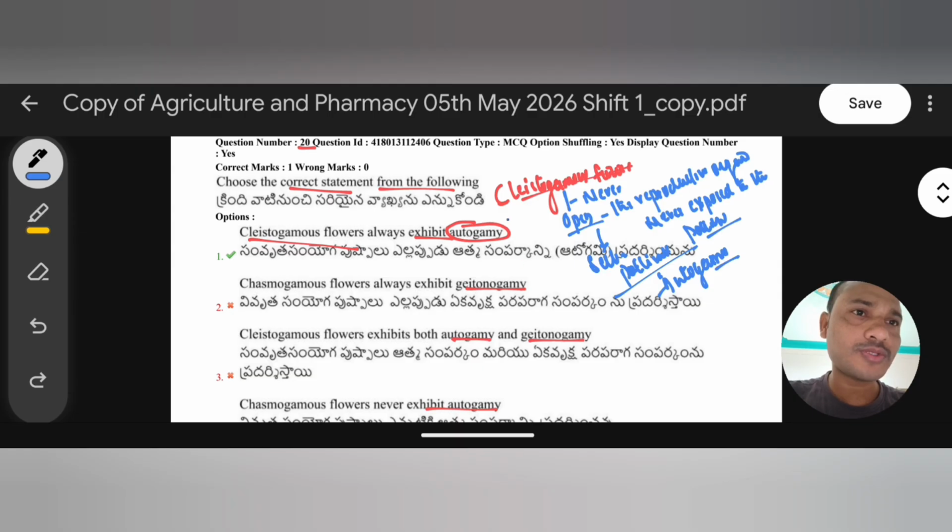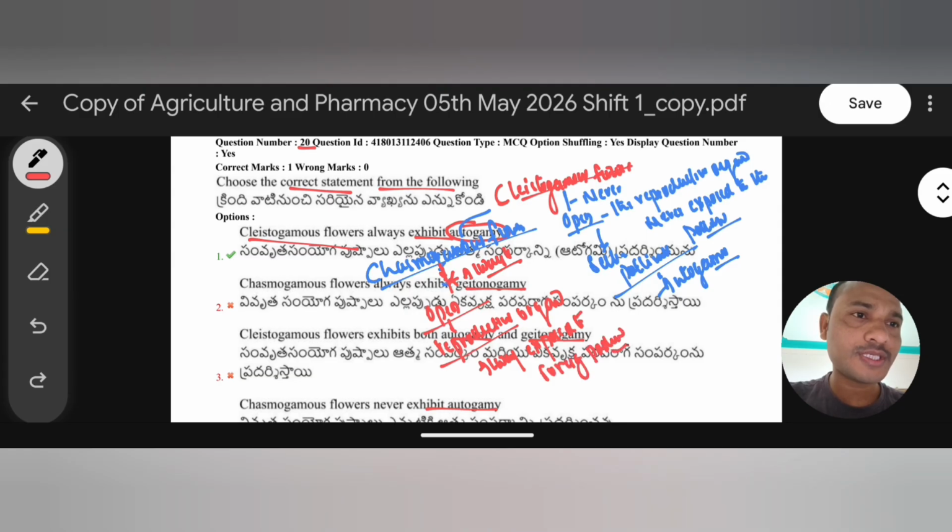So it is quite opposite to the cleistogamous flower. Sorry, chasmogamous flower. Chasmogamous flower means the flower always opens, because the reproductive organs are exposed to foreign pollen grain also. The reproductive organs are nothing but the ovary, like the pistil and stamens. They are always exposed to foreign pollen, so hence there is a chance of cross-pollination, also called geitonogamy.